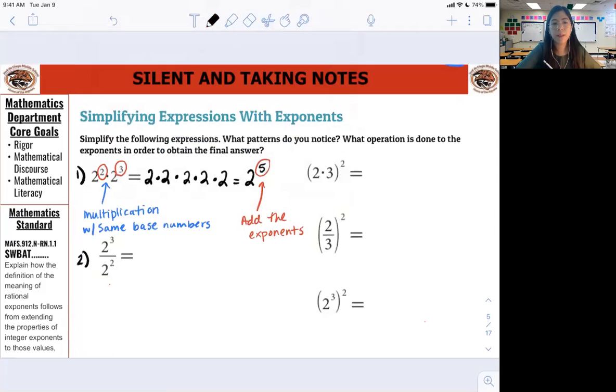Here's the second one. We know that this one was 2 times 2 times 2 over 2 times 2.